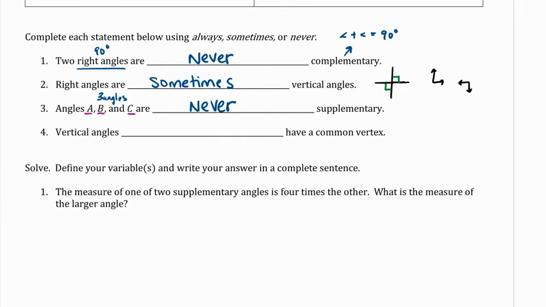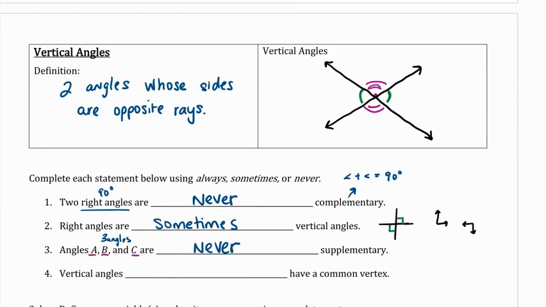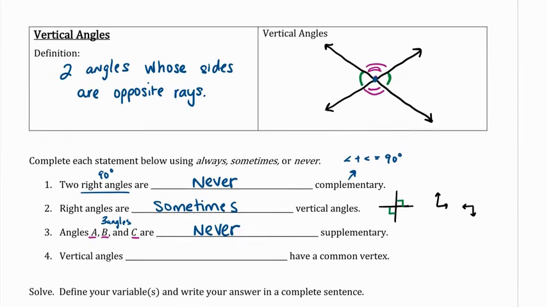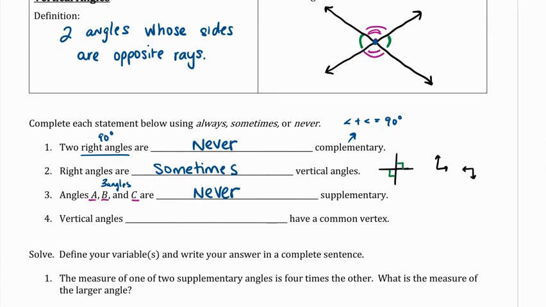All right, then our last one, vertical angles always, sometimes, or never have a common vertex. And if I look back at my picture, remember your vertical angles have to be touching there in the middle. That point there in the middle is their common vertex, and they will always look like that. So vertical angles always have a common vertex.